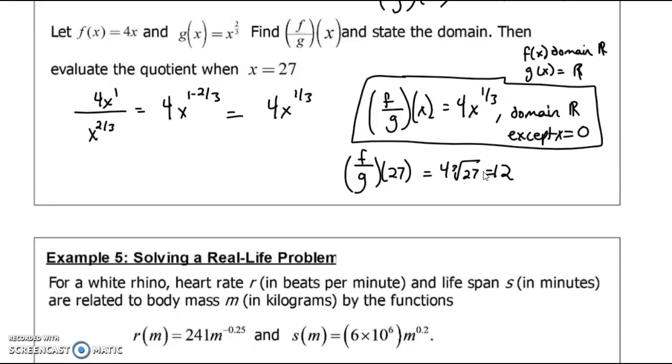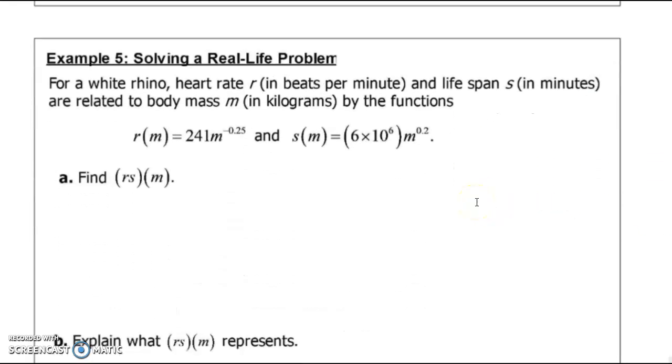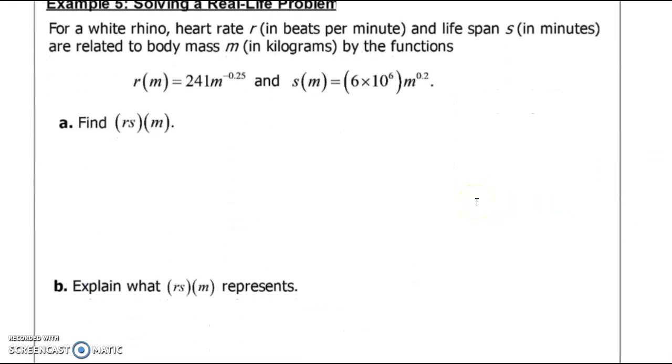Okay, example 5 is solving a real life problem. This is our final example. So it says for a white rhino, heart rate R is beats per minute, and lifespan S, and S is in minutes, so talking about their lifespan in minutes, not just days, years, hours. And that can be related to their body mass, M, which is in kilograms, by these two functions. So it wants us to find R times S.